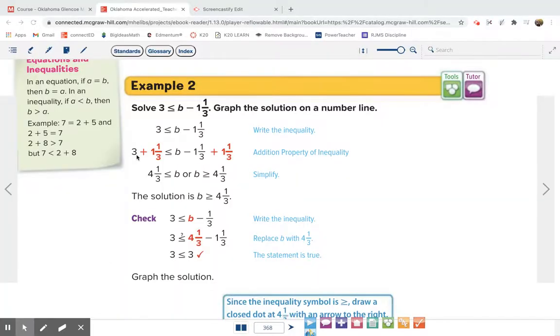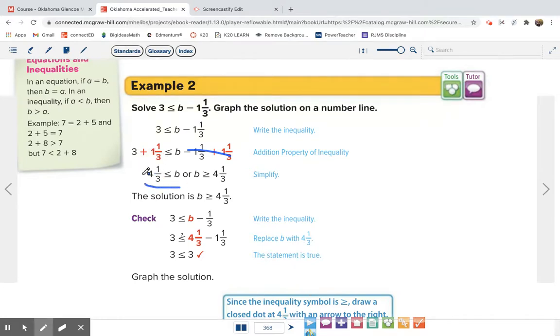The next example says solve 3 is less than or equal to b minus 1 and 1/3. Graph the solution on a number line. So on this, we're solving for b. So the first thing we can do is get rid of this. It's being subtracted, so we can add it to the other side. Okay, it cancels from over here, and I'm just left with b. This sign comes down. This is actually pretty easy because you just look at your whole numbers. 3 plus 1 and 1/3 is just going to be 4 and 1/3.